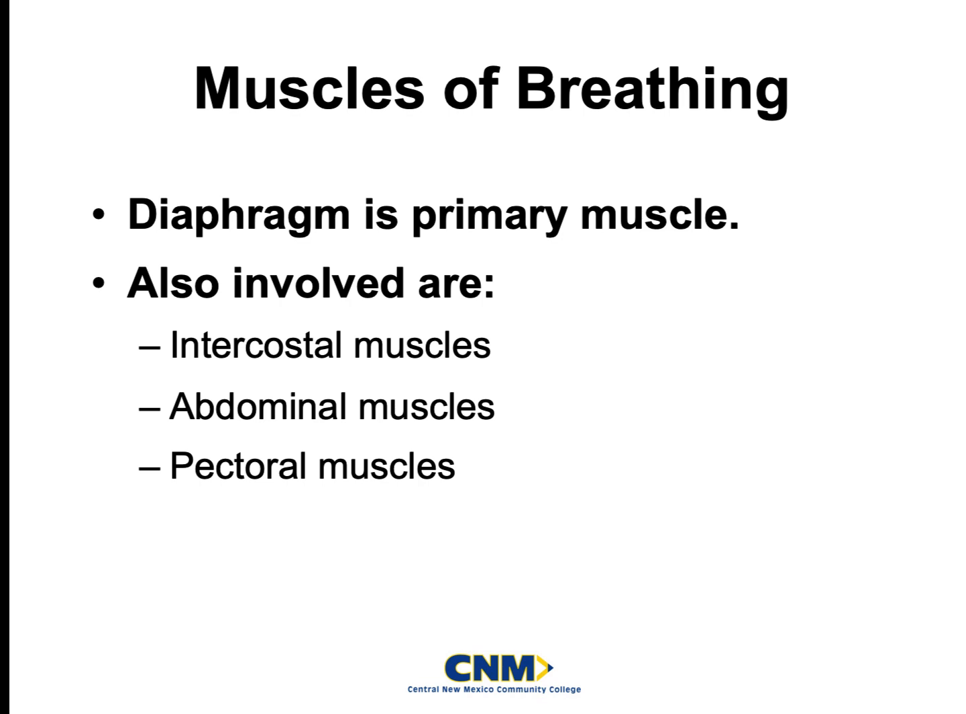And the main or the primary muscle of breathing is known as the diaphragm. Okay, that is our number one muscle that helps us breathe. The diaphragm is actually controlled by something called the phrenic nerve. Phrenic is spelled P-H-R-E-N-I-C, which branches off of the cervical spine at C3, C4, and C5.